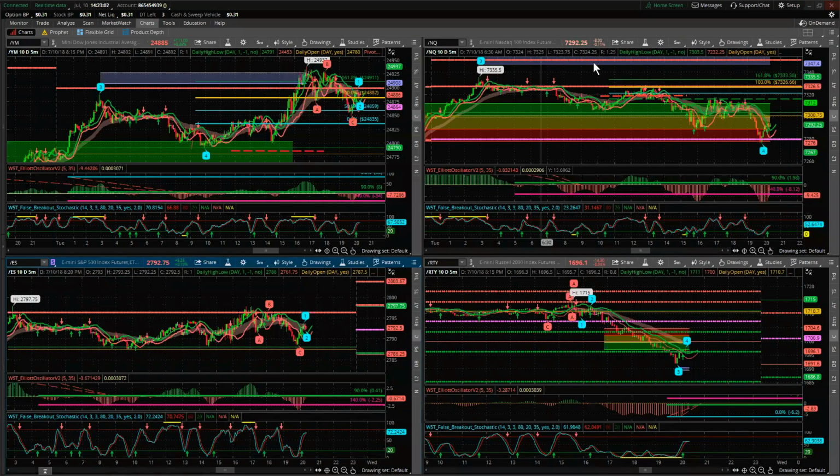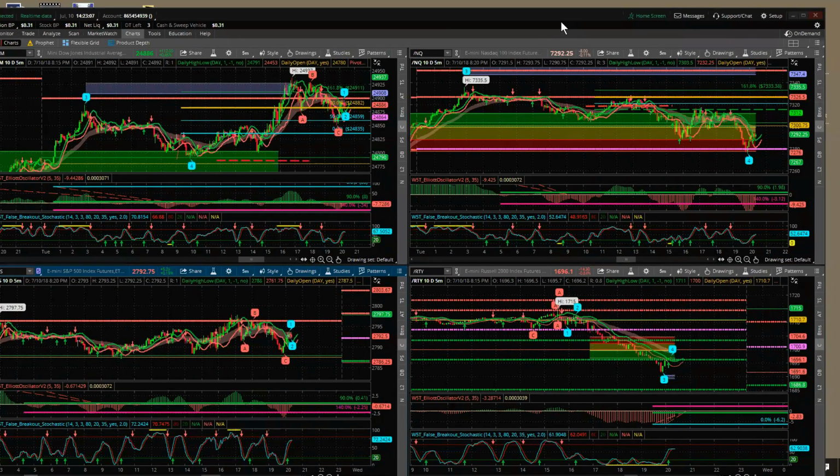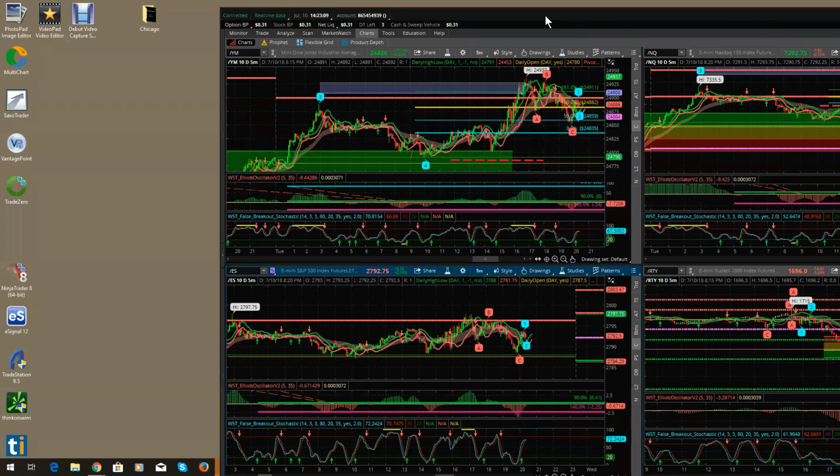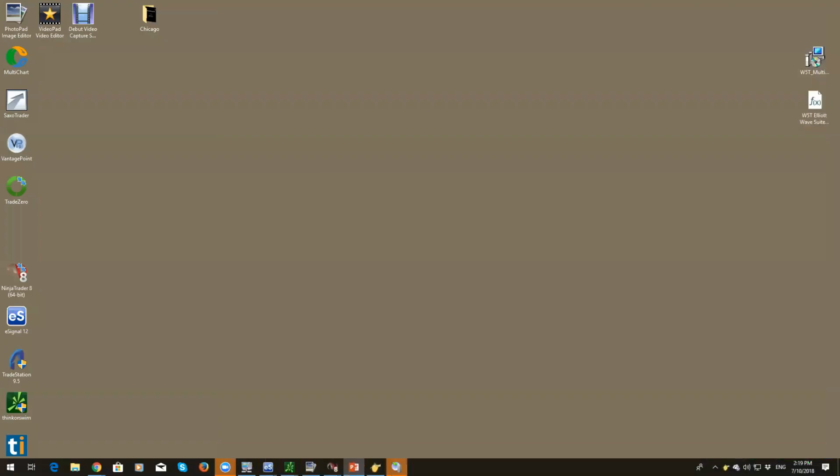Okay, so that is the index futures. Let's go and have a look. Let's just minimize that. And let's bring down the other floor.